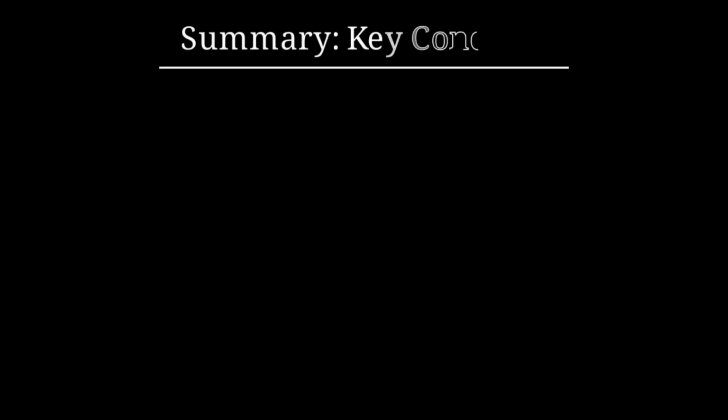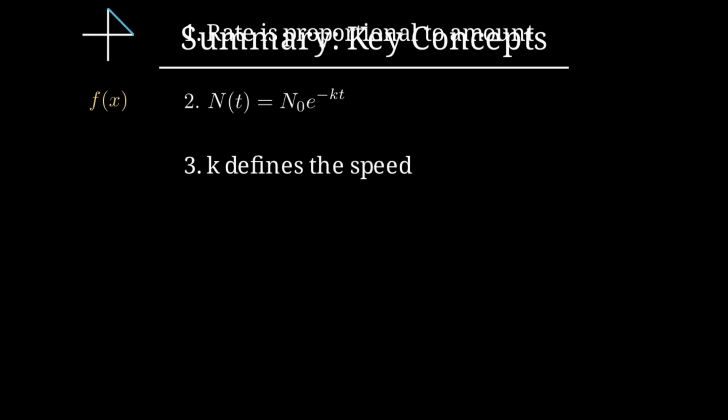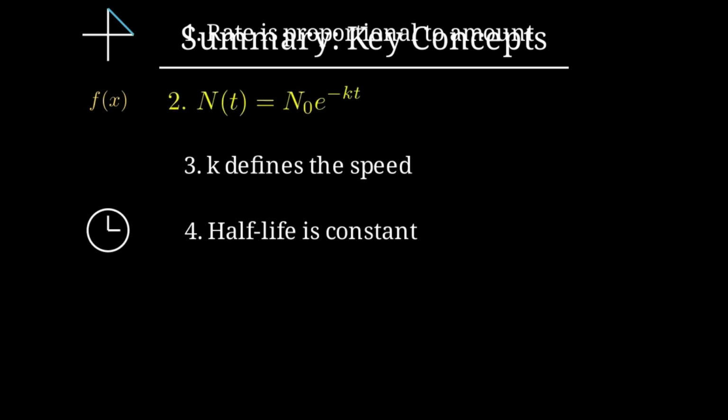Let's recap. Exponential decay occurs when the rate of loss is proportional to the current amount. This leads to a predictable curve defined by the natural base e. The decay constant k and the half-life are two ways of describing the same speed of disappearance.